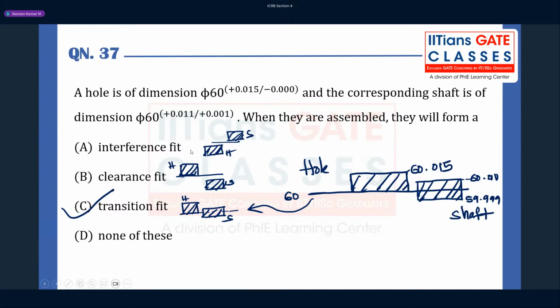So in interference fit, you take any dimension of hole or any dimension of shaft, it will not fit. In clearance fit, you take any dimension of hole, any dimension of shaft, it will fit every time. In transition fit, you take the maximum hole size and the minimal shaft size, then it will fit, something like that. Here, if you take the 60.015 and 60.011 combination, it will fit. If you take 60 and 60.011, it will not fit. So that is called transition fit. Okay, good.